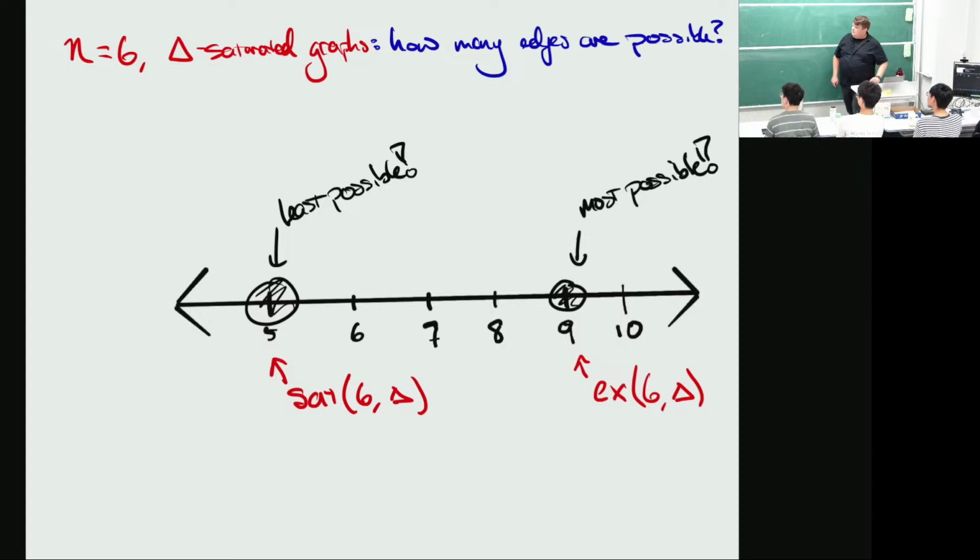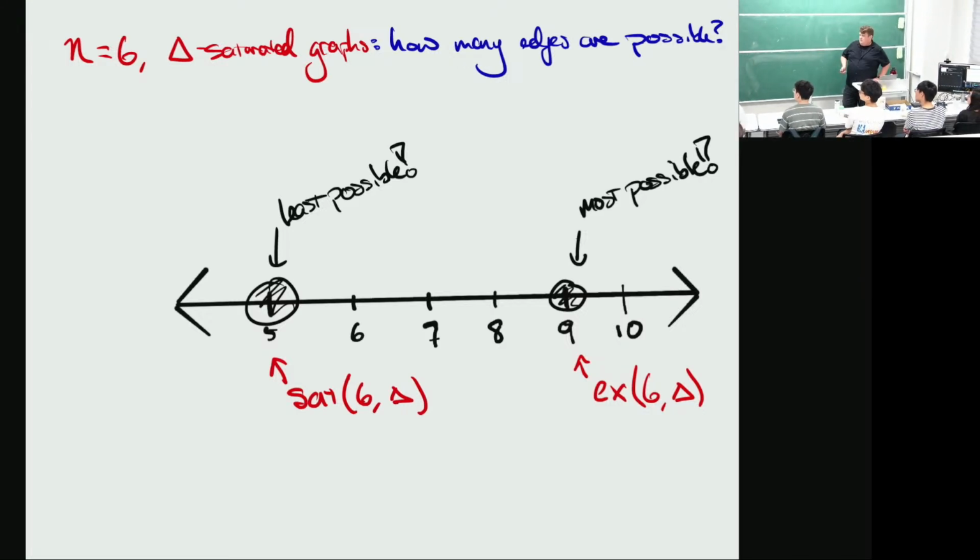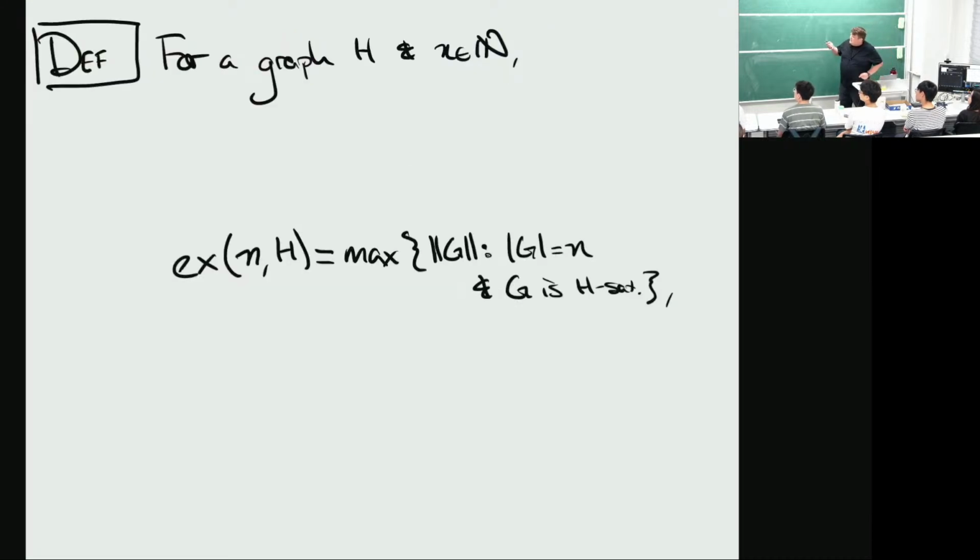graph on 6 vertices. And those are very special to me, so I'm going to call those the saturation number of the triangle and the extremal number of the triangle. Extremal number is the big one, the saturation number is the small one. Okay, and that's what's defined here.